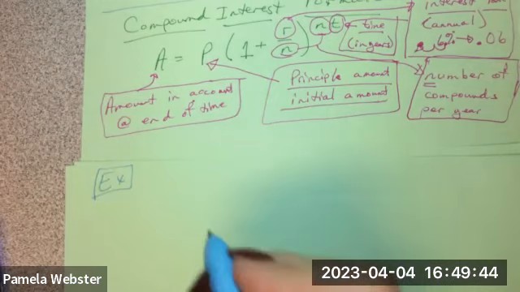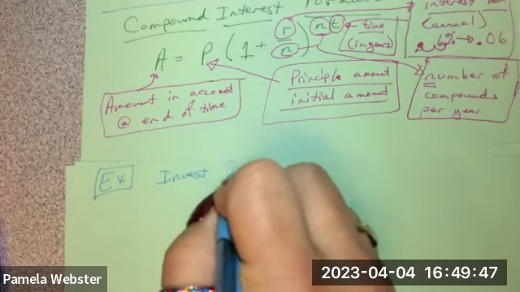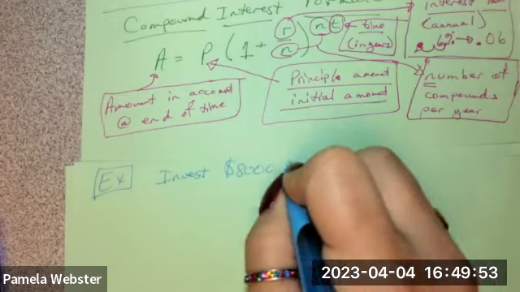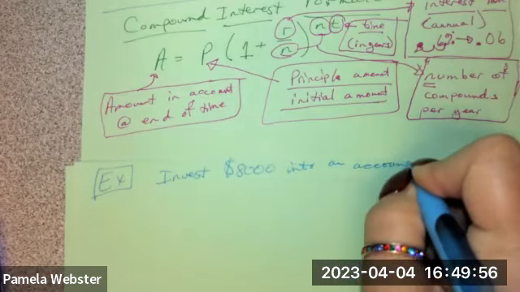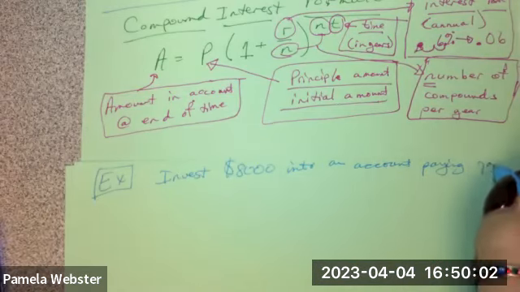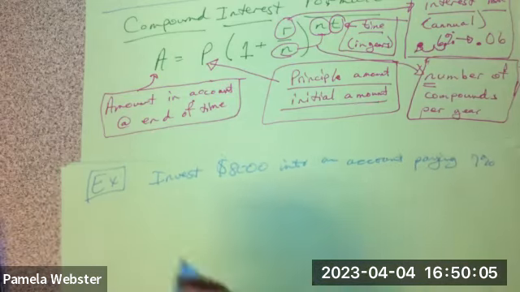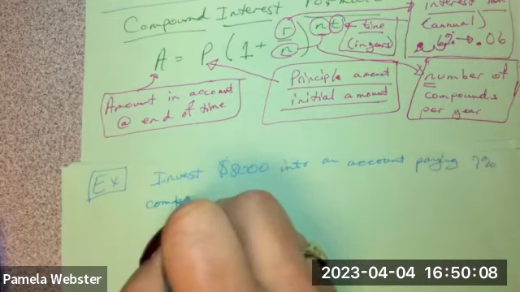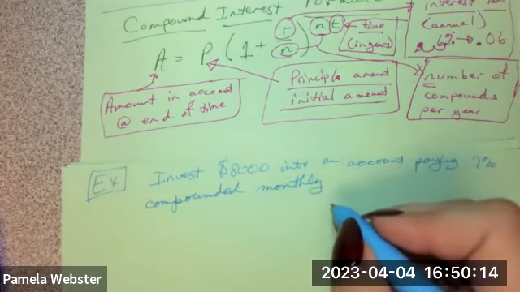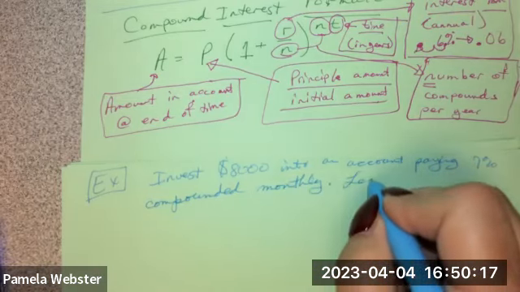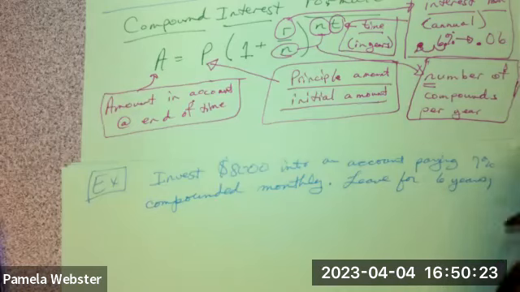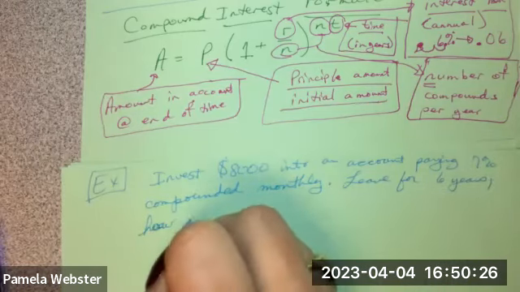So the example says you want to invest $8,000 into an account paying 7% annual interest rate, but it's going to be compounded monthly. Okay, that's what we want to do. We're going to leave it for 6 years. And the question says, how much money will there be at the end?